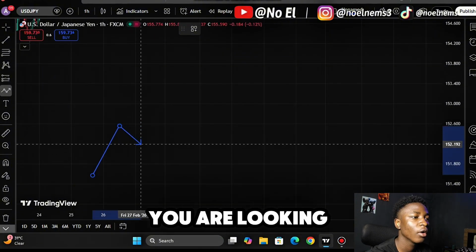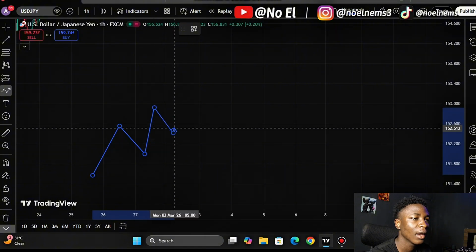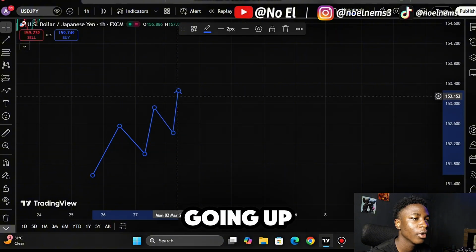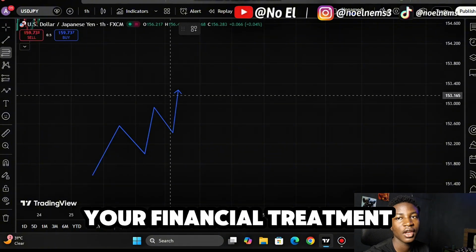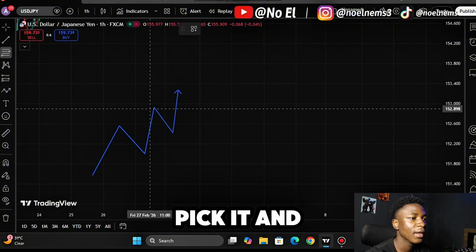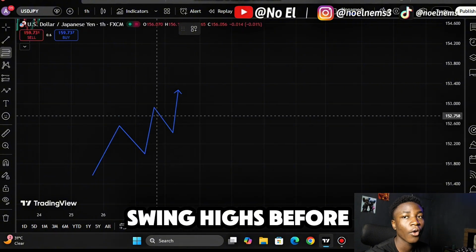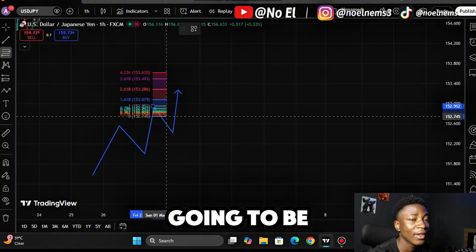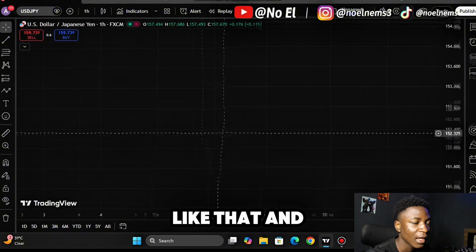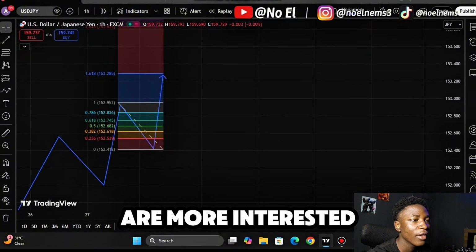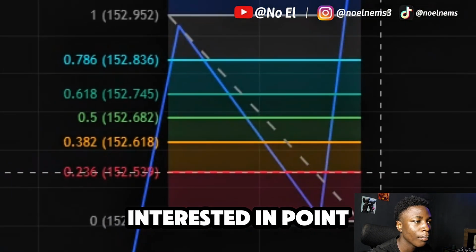So what you want to do now, you are looking forward to buy, right? You're on an uptrend like this and the market keeps going up. So what you are looking forward to do now is to use your Fibonacci retracement tool, and you pick one of the swing highs before the one that you're about to enter. Then you mark it from the top to the lowest point like that. And now what we are more interested in is 0.50.